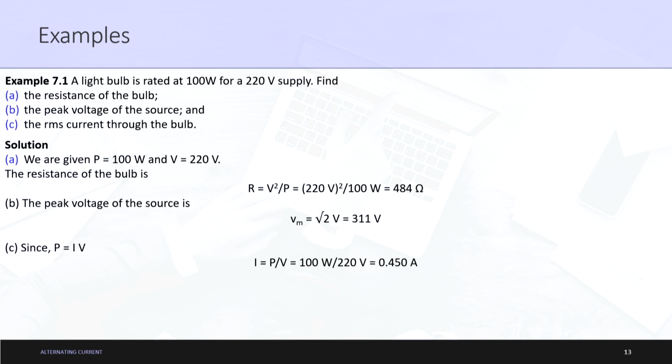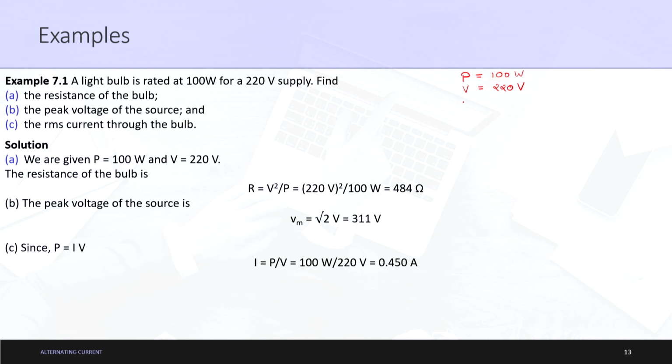Okay, so the example states that a light bulb is rated at 100 watts for a 220 volt supply. First of all, find the resistance of the bulb. Okay. So, basically what is given here? Power is given to you in the question as 100 watts and voltage is given to you as 220 volts. Okay. They are trying to make you understand what is basically the resistance of the bulb.